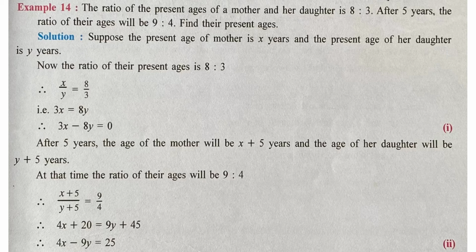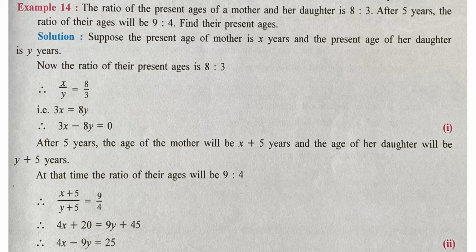Now it is given that the ratio of present ages of a mother and a daughter is 8:3. So x by y is equal to 8 by 3. On cross multiplying we will get 3x is equal to 8y. So we can write 3x minus 8y is equal to 0, which is our first equation.